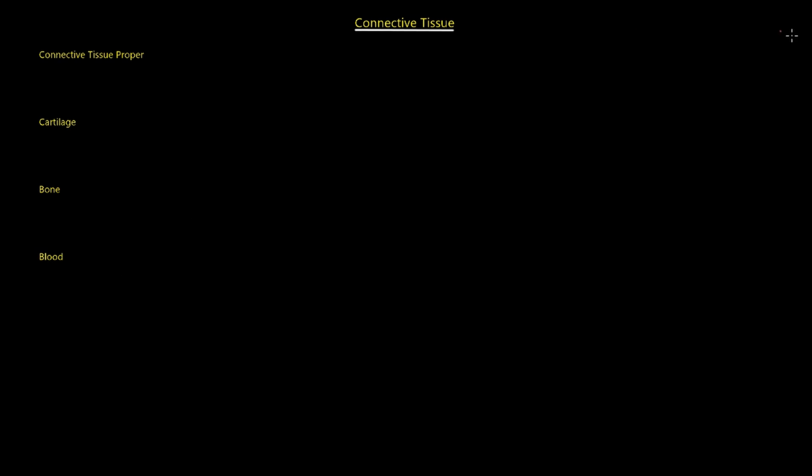So there's something called mesenchyme. Mesenchyme is basically a cell. It's the embryological connective tissue. It's a cell that eventually develops into all these types of cartilage, bone, blood, connective tissue proper. Mesenchyme is the beginning of all that. It's the embryological stem cell, basically.